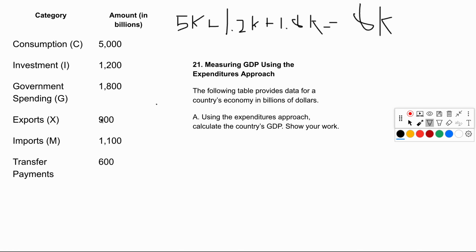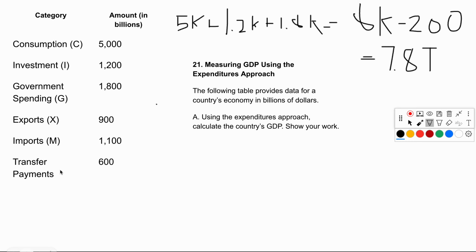The part where a lot of people get confused is exports and imports. It's always X minus M, exports minus imports. So 900 minus 1,100, we get negative 200. So that means net exports, we're basically importing too many goods. That's hurting our economy. So now it's minus 200. And then our final answer is 7.8K or $7.8 trillion.